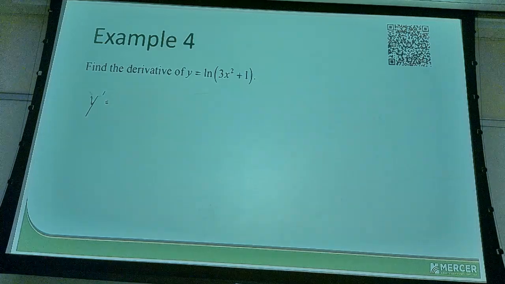Identify the function. It's a natural log. One over 3x squared plus 1 times the derivative of 3x squared plus 1.